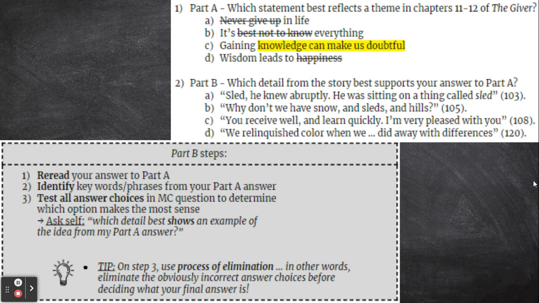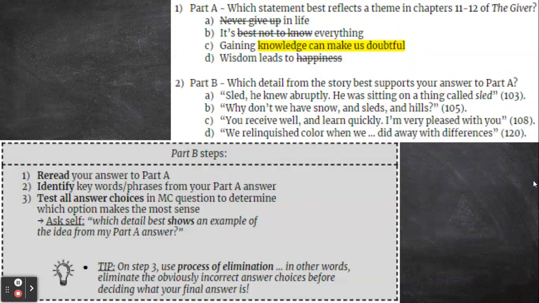You see my answer at the top. It's highlighted how learning made him question. The answer to part A is C. Now for part B questions, reminder on those steps. Reread your answer to part A. Identify and highlight the key words from your part A answer, and then test all the options in part B.